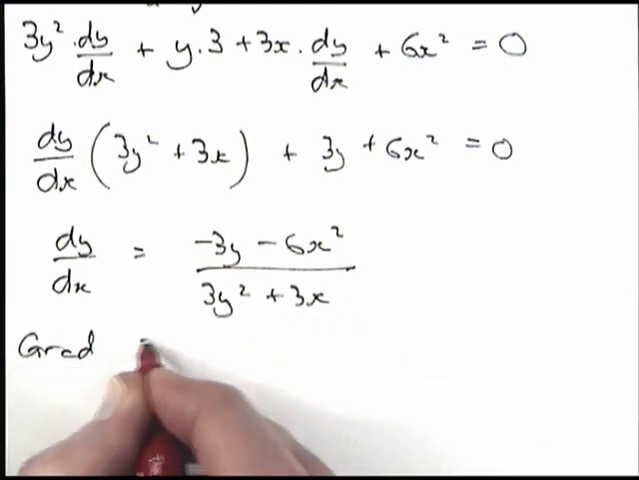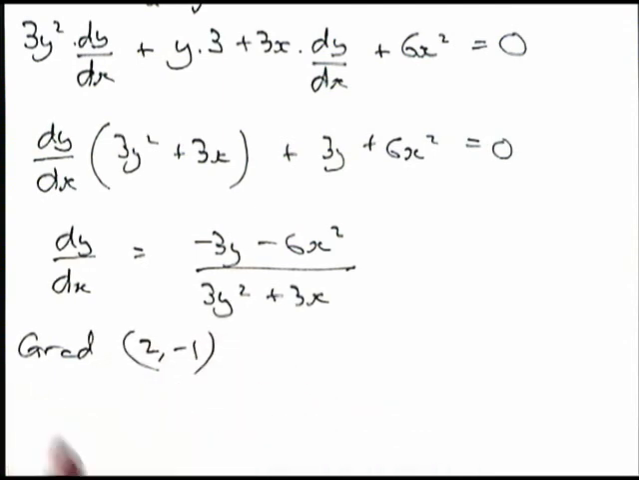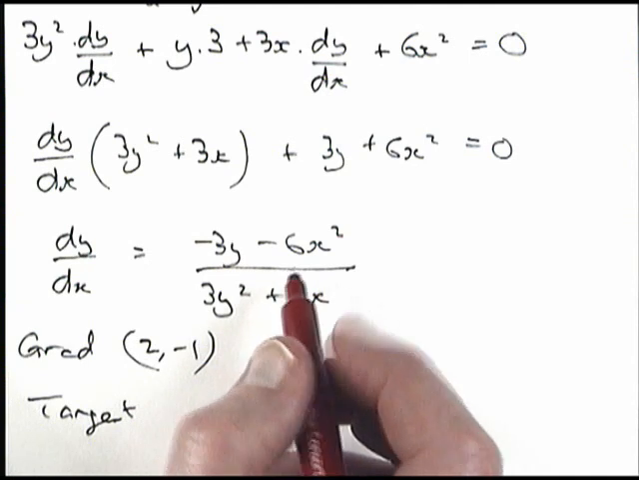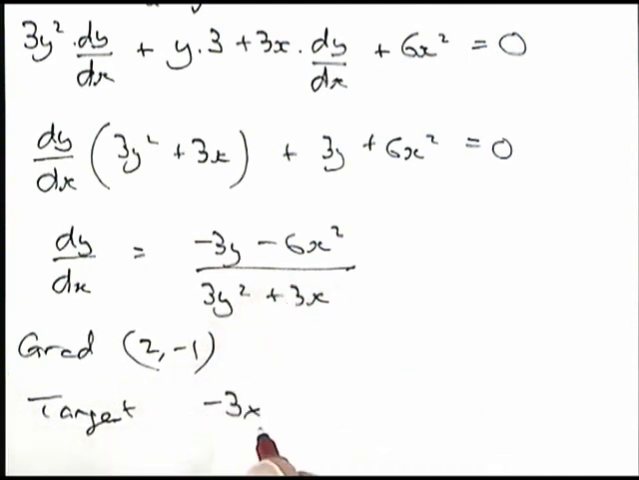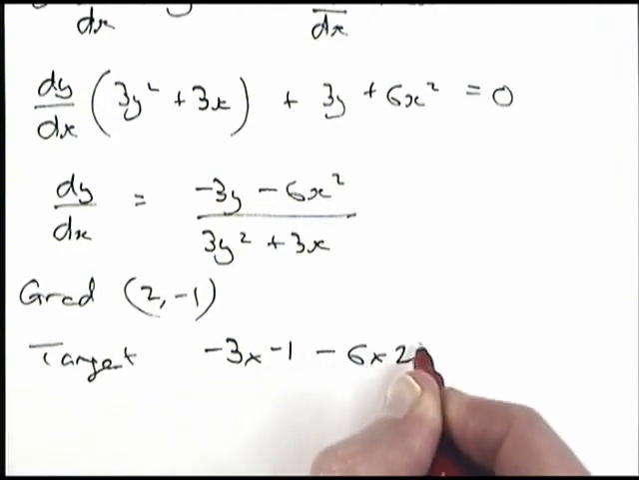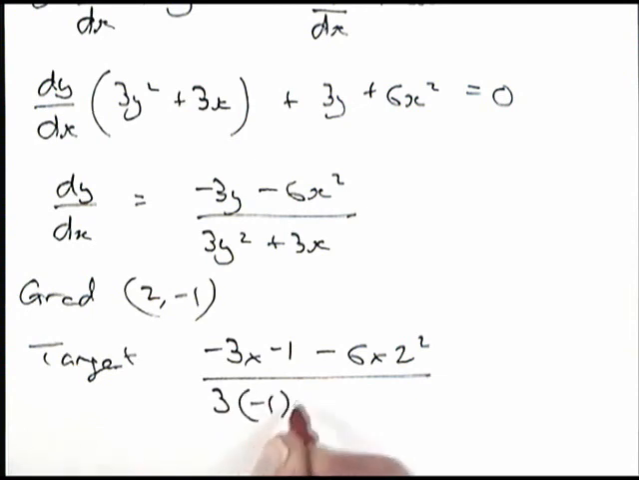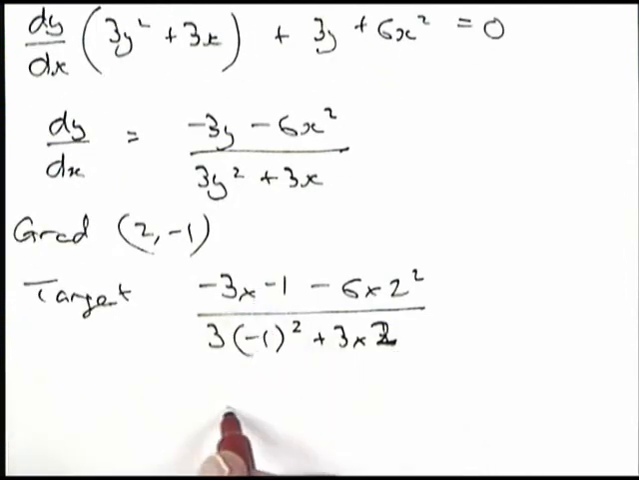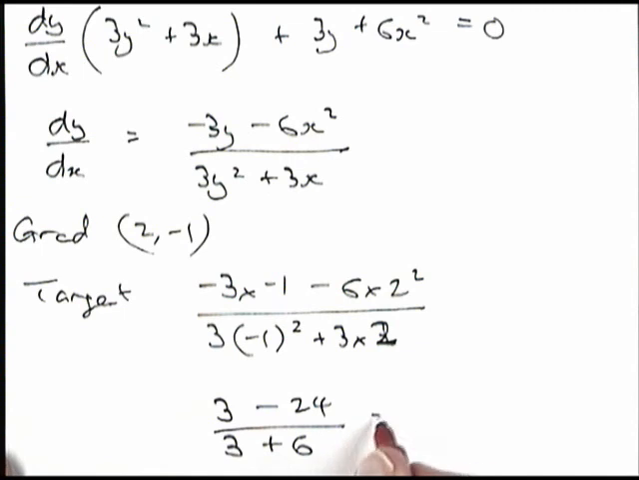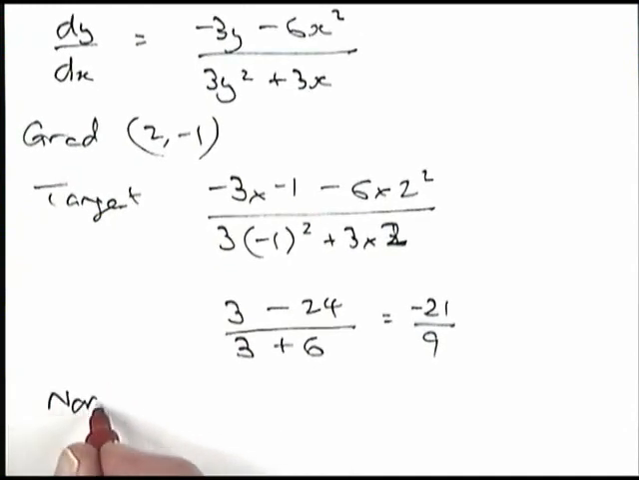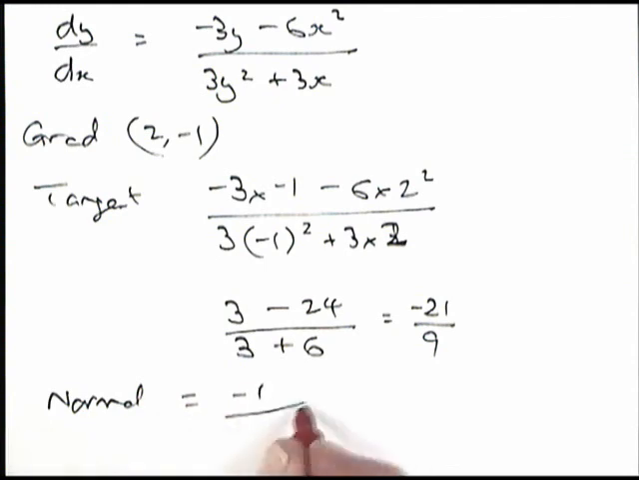So I'm interested in the gradient at the point (2, -1). Well, the gradient of the tangent will be those points substituted into here. So there'll be minus 3 times by y minus 6 lots of x squared over 3 lots of y squared plus 3 lots of x. So that will be 3, take away 24, over 3 plus 6. So I'm getting there minus 21 over 9. So the gradient of the normal will be minus 1 over that. So it will be 9 over 21.